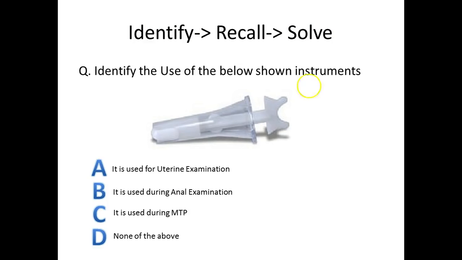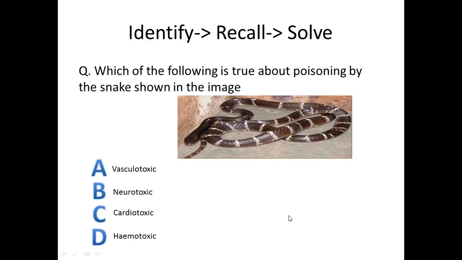First you should be able to identify what this instrument is. This is an anoscope, and then what it is used for. Then you can tell, okay, it's used for this particular purpose. Let's look at another example. Which of the following is true about poisoning by the snake shown in the image? Again, if you're not able to identify the snake, forget about the poison. Once you are able to identify, then only you will be able to tell what kind of poisoning the snake brings. So identify, then recall.